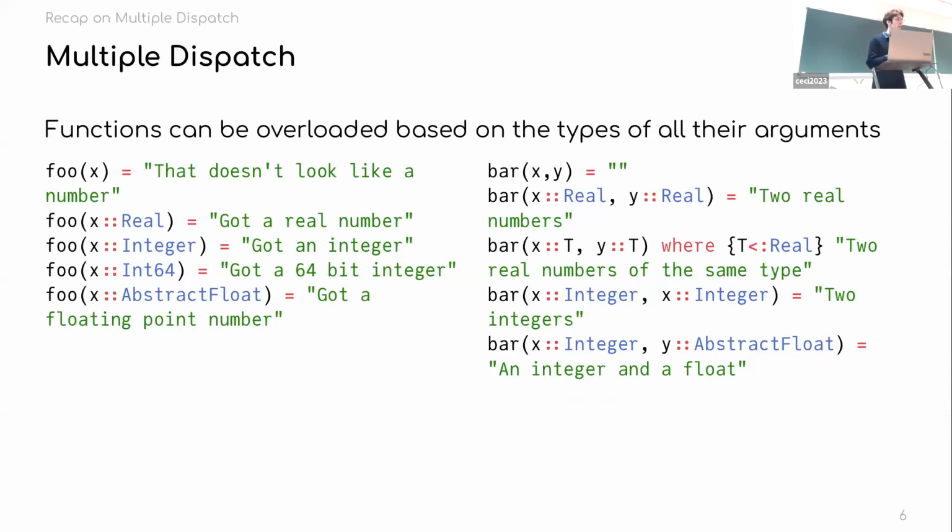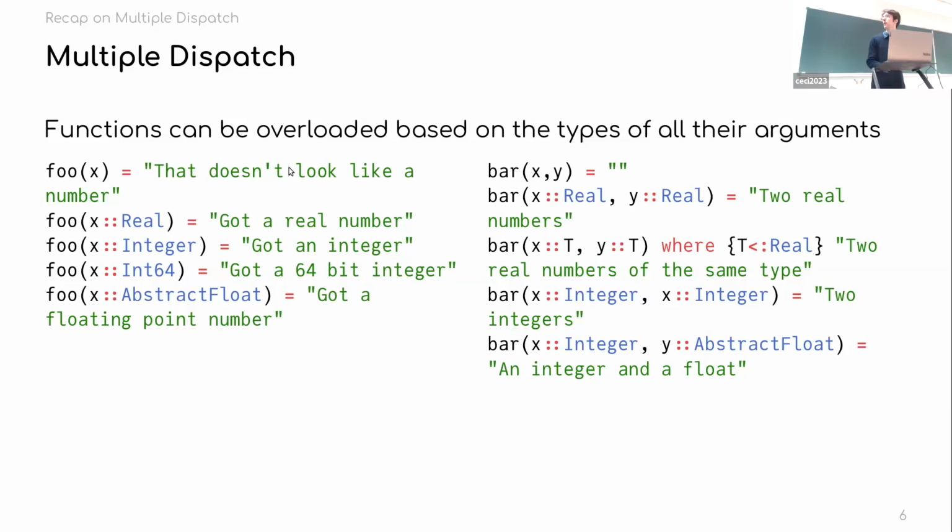And the second ingredient is called multiple dispatch, which I can summarize as saying that functions in Julia can be overloaded. So I can define a new version of a given function. That new version will be called a method. And I can do that depending on the type of all the arguments in that function.